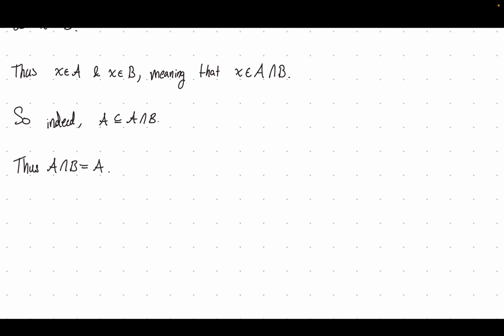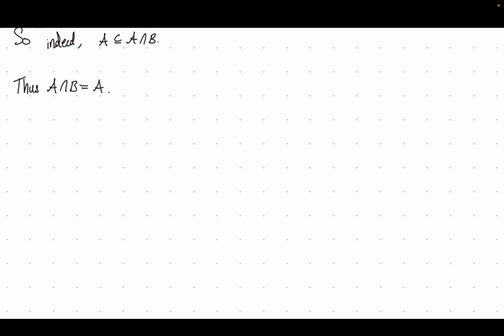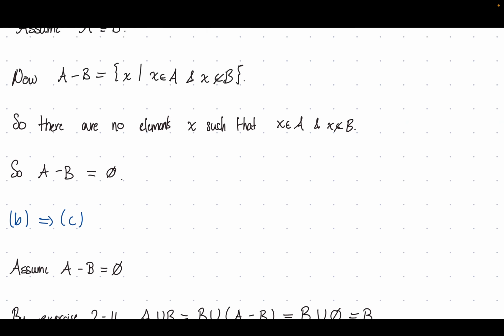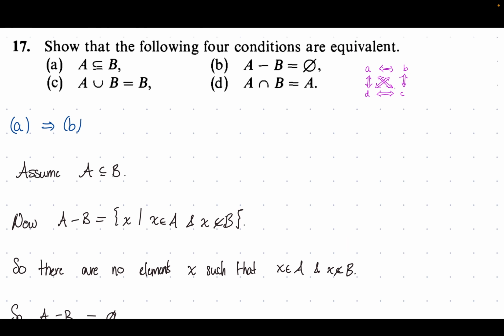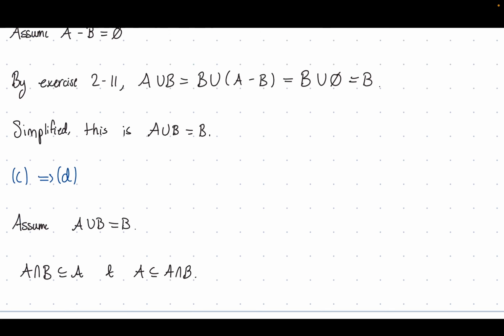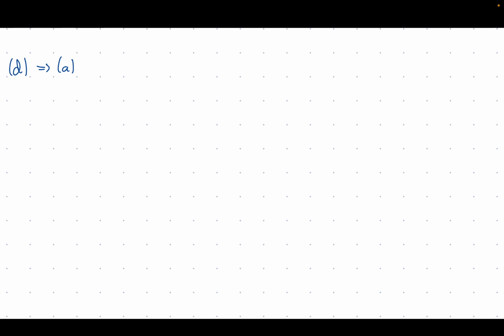Cool. And now the final step, which we don't want to forget, is that we also have to show that D implies A right back. Right, so let's refresh ourselves on what A was. A was the condition that A is a subset of B. Okay, so now let's assume that A intersect B is equal to A.